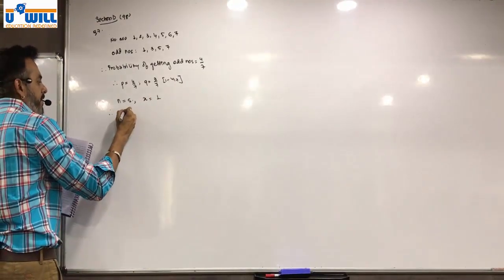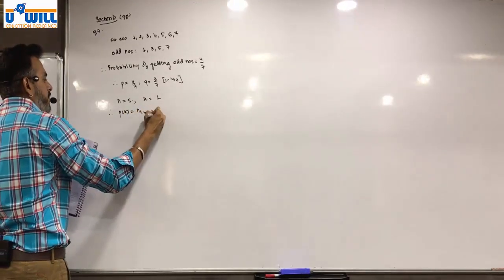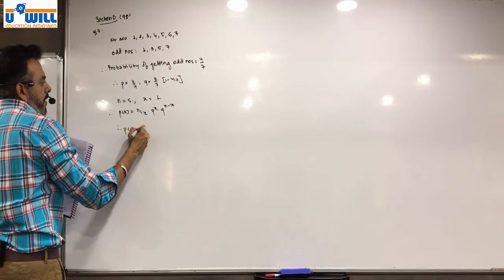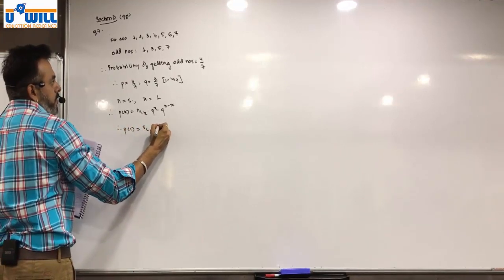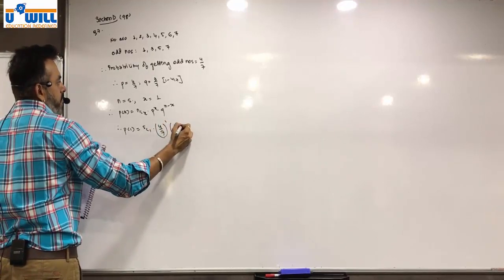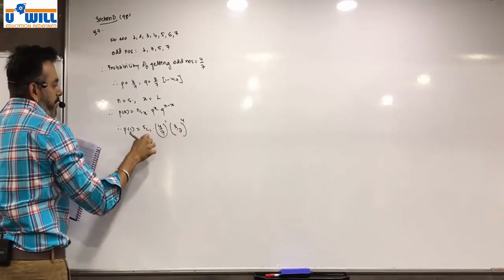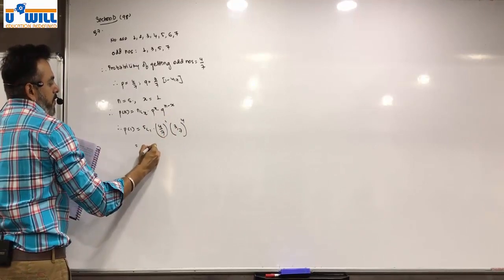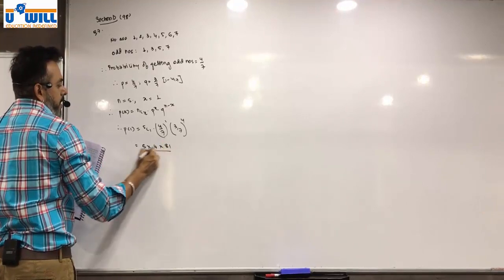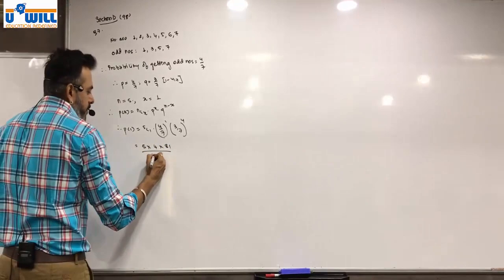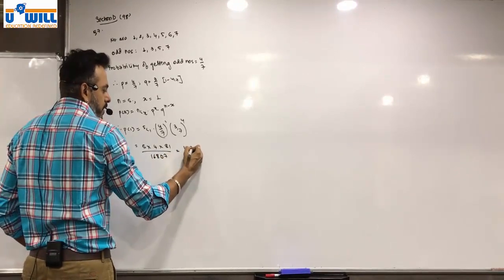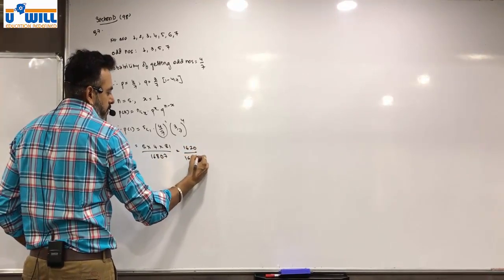Therefore, probability of X is NCX P raised to X, Q raised to N minus X. Probability of 1 is equal to 5C1 into (4 by 7) raised to 1 and (3 by 7) raised to 4. N minus X is 5 minus 1, 4. 5 into 4 into 81 over 16807, which is equal to 1620 upon 16807.